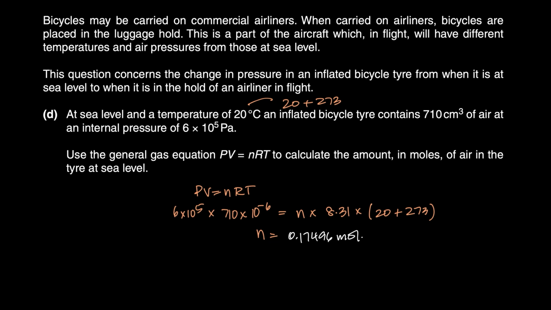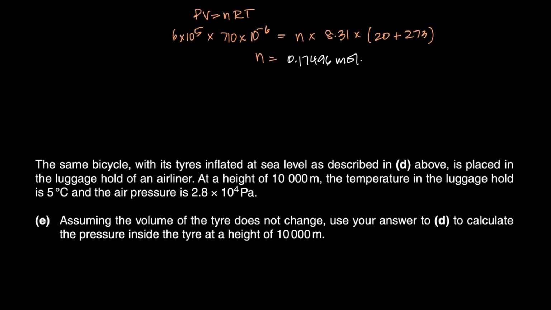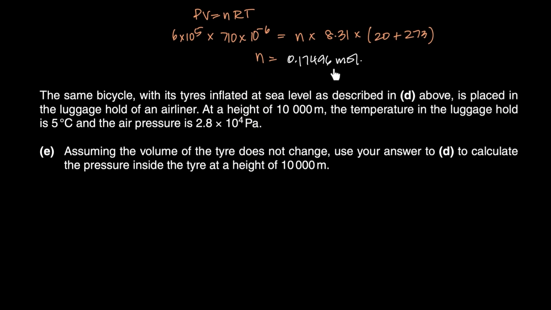So if I scroll down to the next part of the question, I'll just move the question on top so I have the number of moles. The number of moles stays the same. The same bicycle tire, inflated at sea level as described, is now placed in a luggage hold at the height of 10,000 meters, where the temperature is 5 degrees centigrade and the air pressure is this much. Assuming the volume doesn't change, calculate the pressure inside the tire at this height.